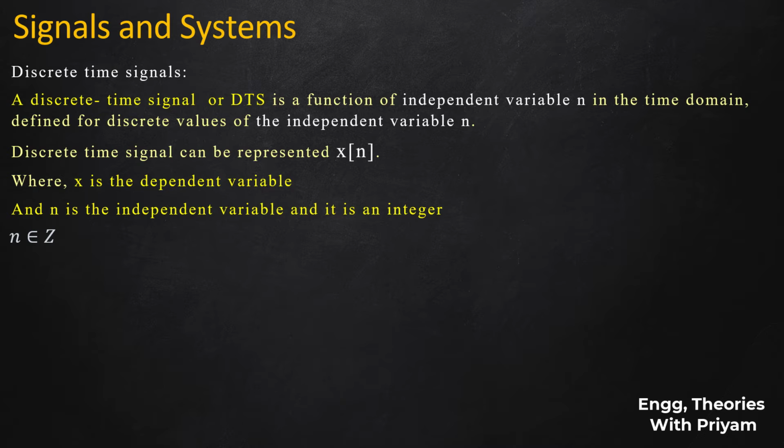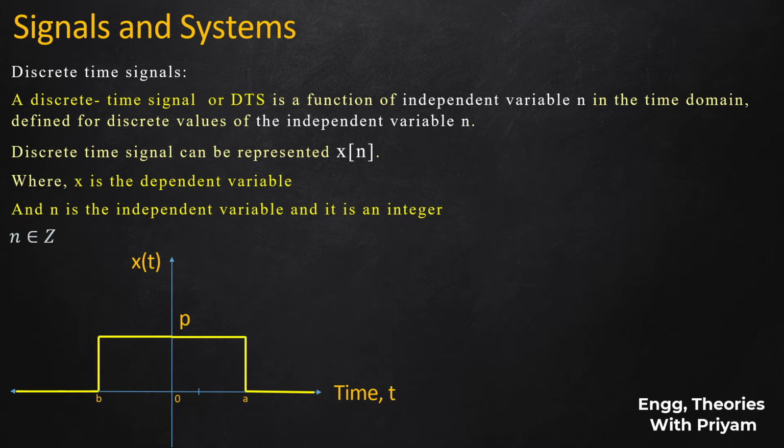Now, as the discrete time signal is the result of the sampling of the continuous time signal and is defined for the discrete values of the independent variable n, let's take a continuous time signal which we have previously discussed. For generating a discrete time signal from this continuous time signal, we need to define the value of this continuous time signal at discrete time instants. Let's take the sampling instants. The signal x(t) is defined at t = 0. On the positive x-axis, the sampling instants are t = t0, t1, t2, and all the way up to tn. On the negative x-axis, the sampling instants are t = minus t1, minus t2, and all the way up to minus tn.